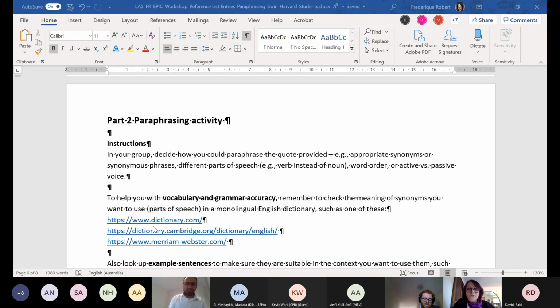Okay, and I will send you the first activity you've just done by email, because we don't have the time to go through the answers together. Okay, so do you want to try to do that in your groups, in breakout rooms?